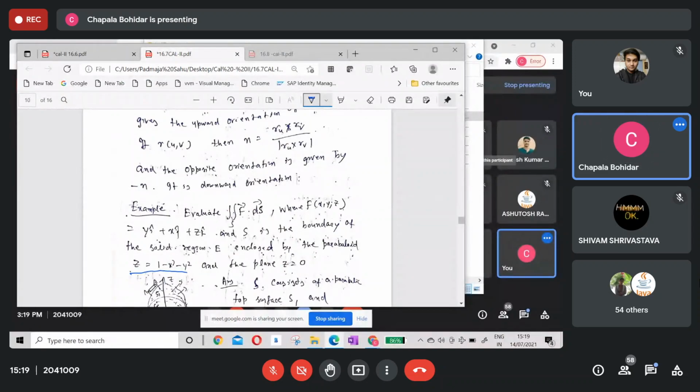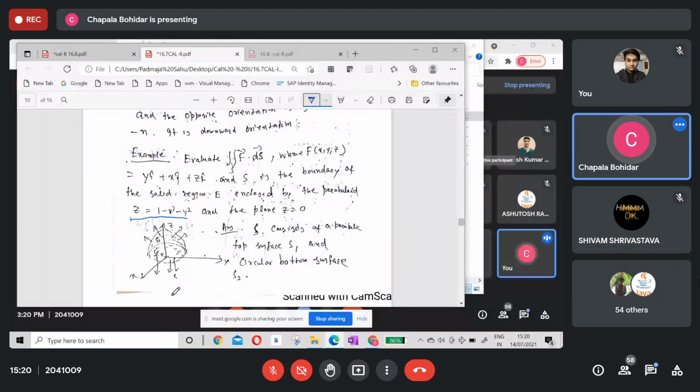Now this example. Evaluate the surface integral of F dot dS where F of x, y, z is equal to y i, x j, z k, and S is the boundary of the solid region E enclosed by the paraboloid z equals 1 minus x square minus y square and the plane z equals 0. The plane lies on the xy plane. z equals 0 means we get x square plus y square equals 1.